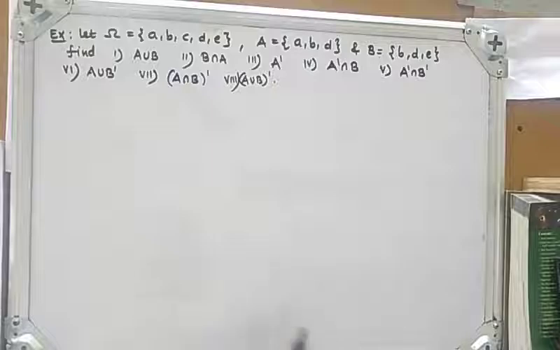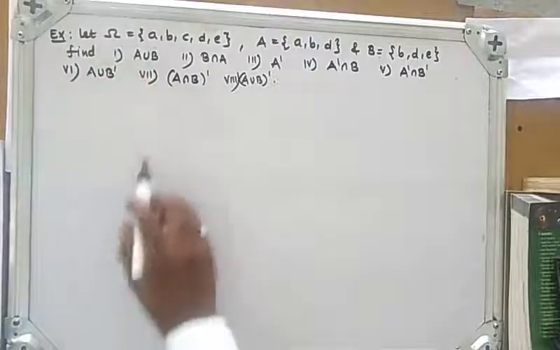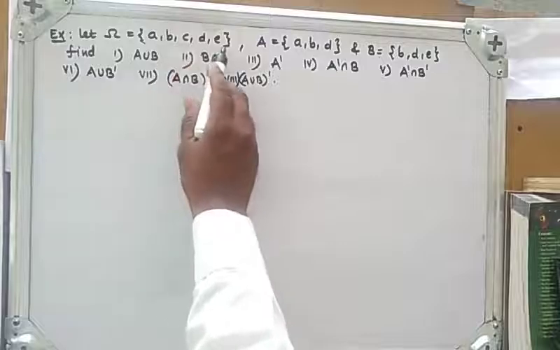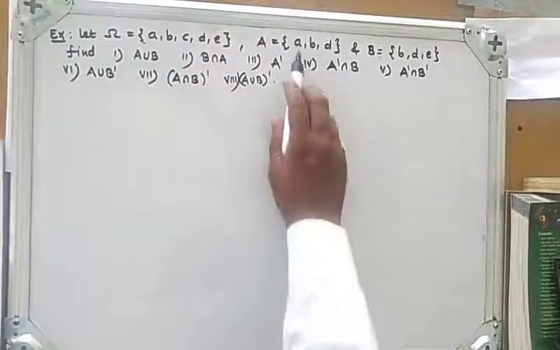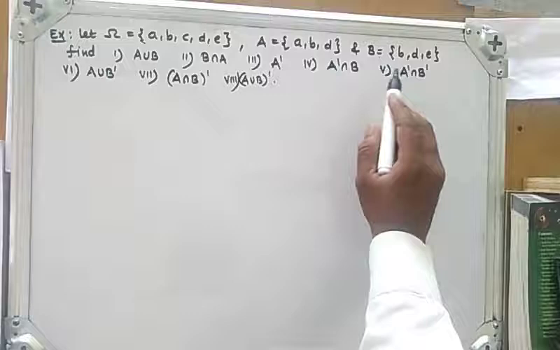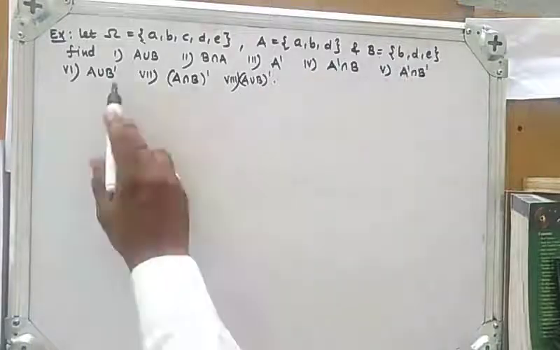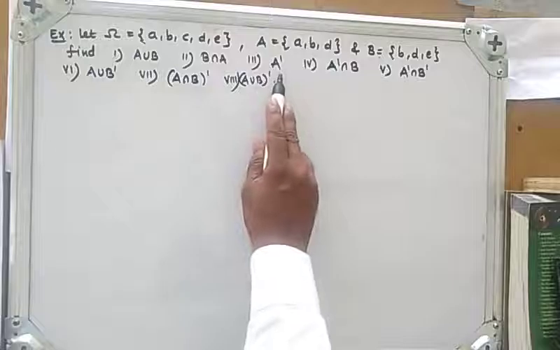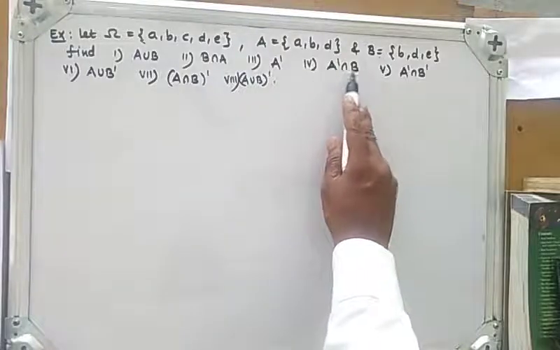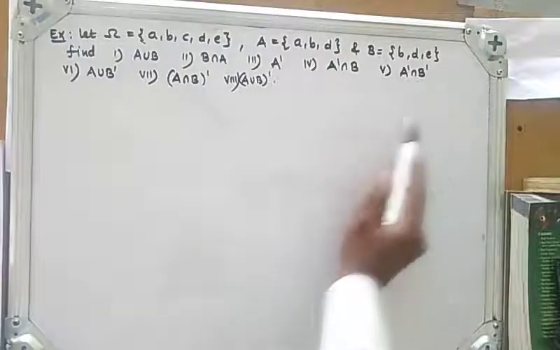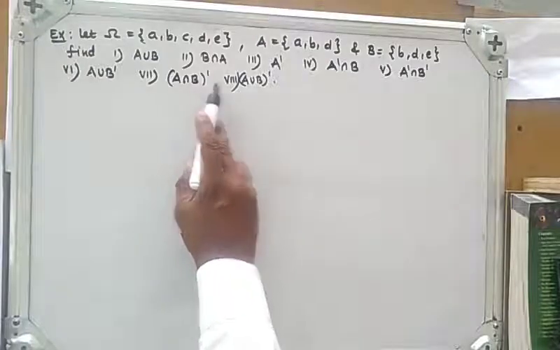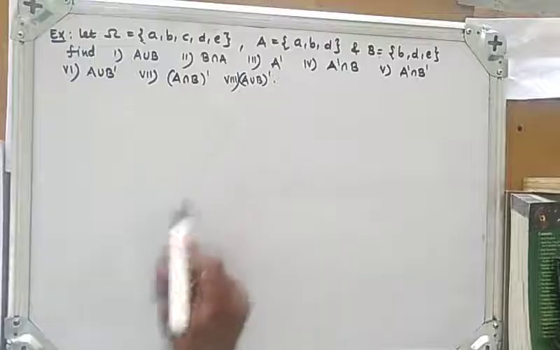Let's see one more example. We are given omega, the sample space, which has elements A, B, C, D, E. A is the event with elements A, B, D. B is the event with elements B, D, E. Now to find A union B, B intersection A complement, A complement intersection B, A complement intersection B complement, A union B complement, A intersection B bracket complement, and A union B bracket complement.